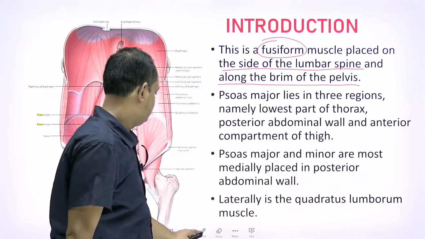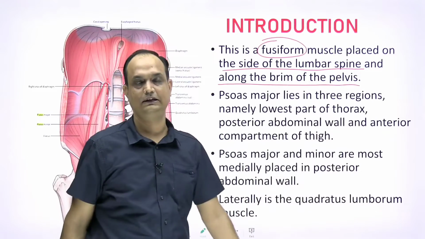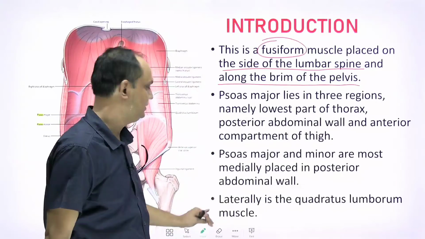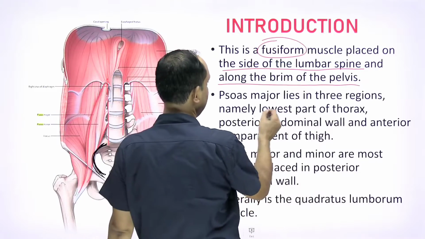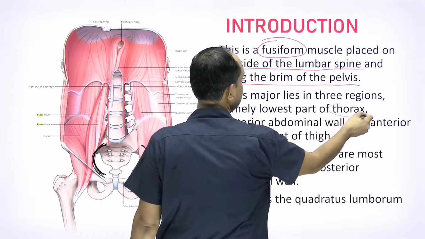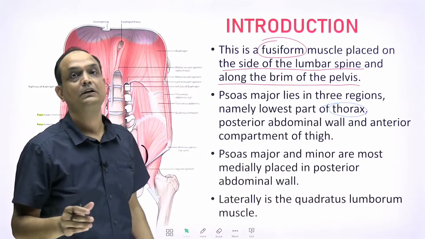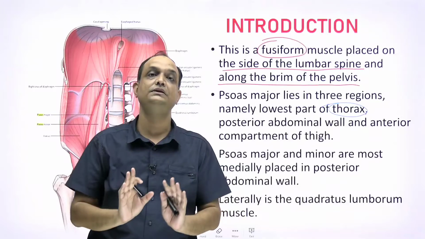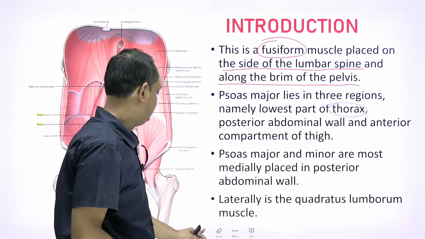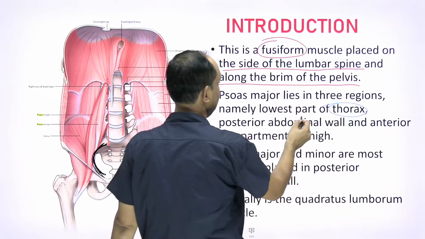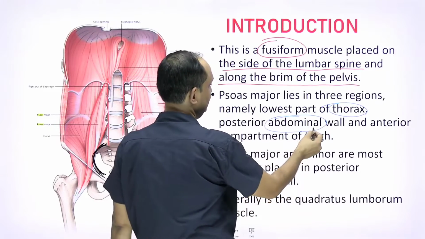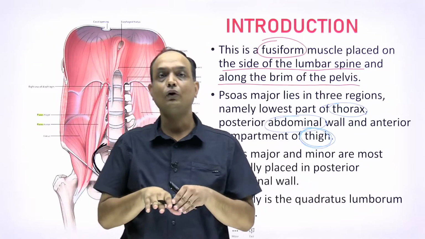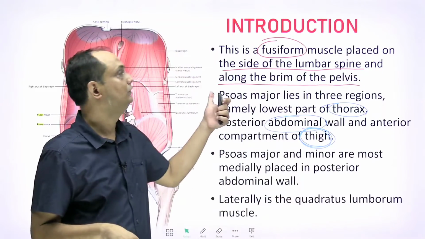Another important thing, which is a very commonly asked question in your exam, is that the psoas major muscle is shared in three regions. It is present in the lower part of the thorax, where you have the medial arcuate ligament of the diaphragm; behind that diaphragm the psoas major is present. Then it is also present in the posterior abdominal wall, and third, it enters into the anterior compartment of the thigh, where you see the floor of the femoral triangle.